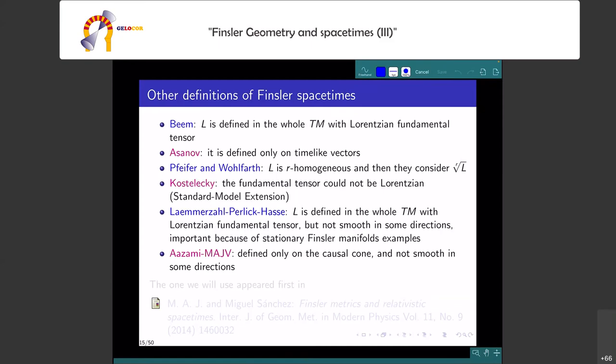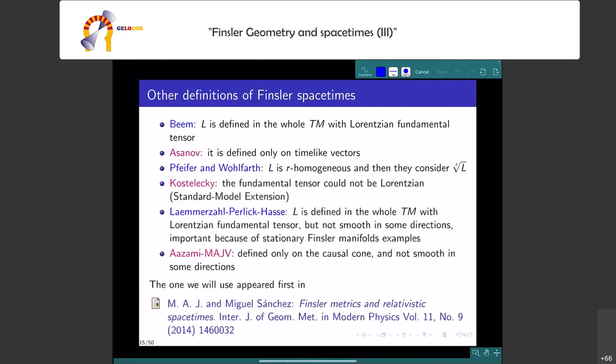And also with Amir Aazami, we considered examples which are only smooth in the time-like directions, and then the indicatrix has to be convex, because in this paper with Aazami we wanted to prove the Penrose singularity theorem. So we only needed the smoothness in the cone. But we are going to use the definition that I just gave. This definition, I think, appeared first in a paper in collaboration with Miguel Sanchez. And in this definition.